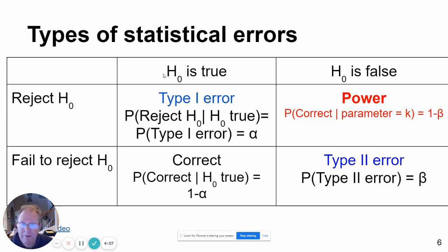In the center there we have type 1 error. The probability of a type 1 error is alpha, so I've put that in. In the bottom right we have the type 2 error, that is the probability of a type 2 error is beta. And now in the upper left I've put power there. So power occurs when you reject the null hypothesis and the null hypothesis is false.